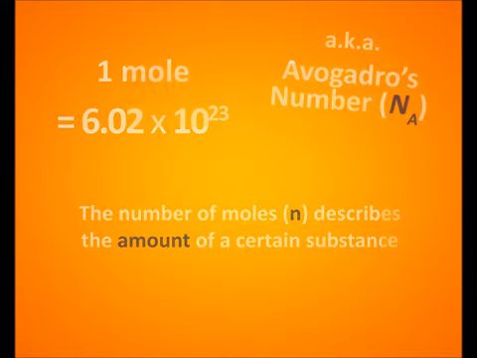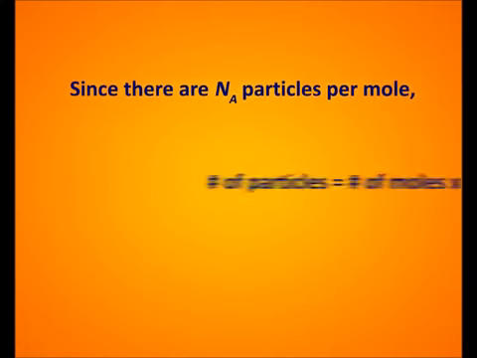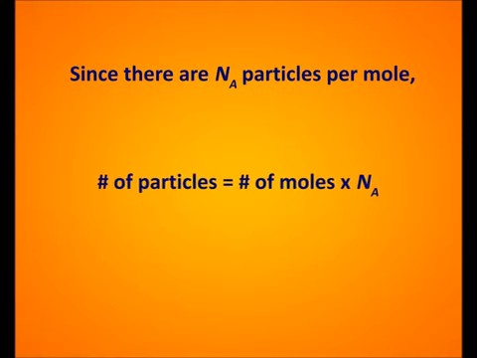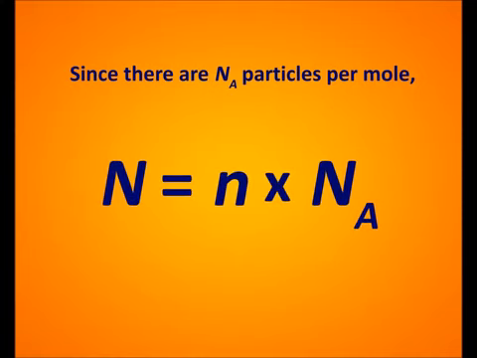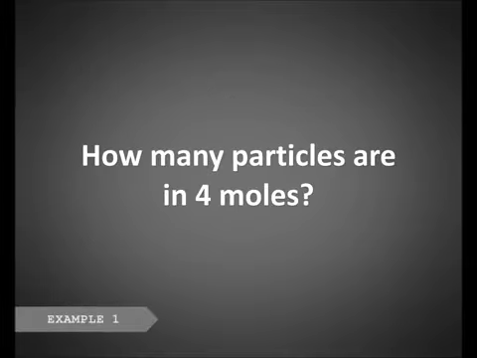Since there are 6.02 times 10 to the 23 particles per mole, the total number of particles should equal the number of moles multiplied by 6.02 times 10 to the 23rd. Using symbols, we write this as capital N, which is the total number of particles, equals lowercase n multiplied by capital N sub A. Let's do a few standard high school questions to get the hang of this concept.